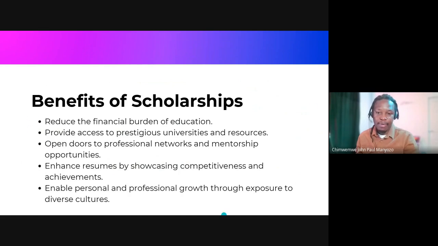So therefore, it becomes very important that when you find a scholarship, you take very much advantage of it because it reduces that burden that could have otherwise been there if you were the one who was paying for the opportunity yourself. When you look at issues of money and the benefits in that particular sense, it's something that is straightforward. The second thing is it also provides access to prestigious universities and resources.